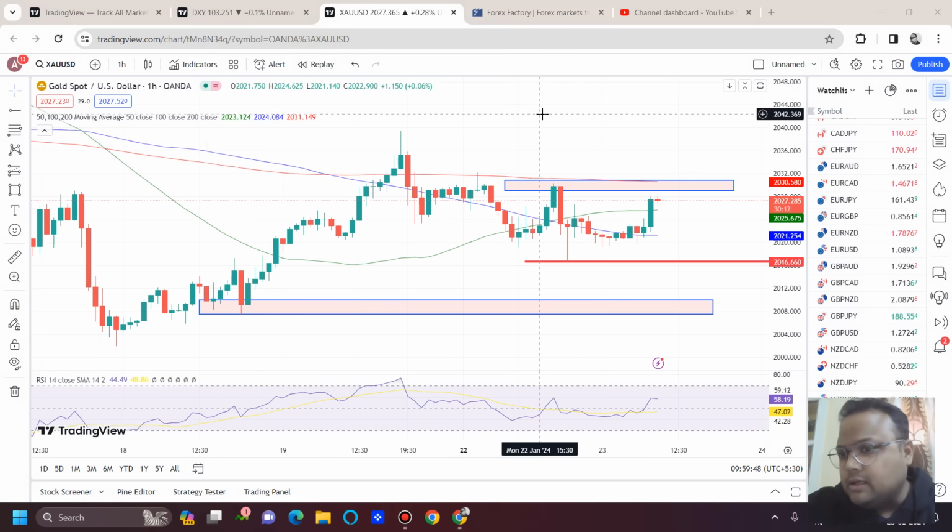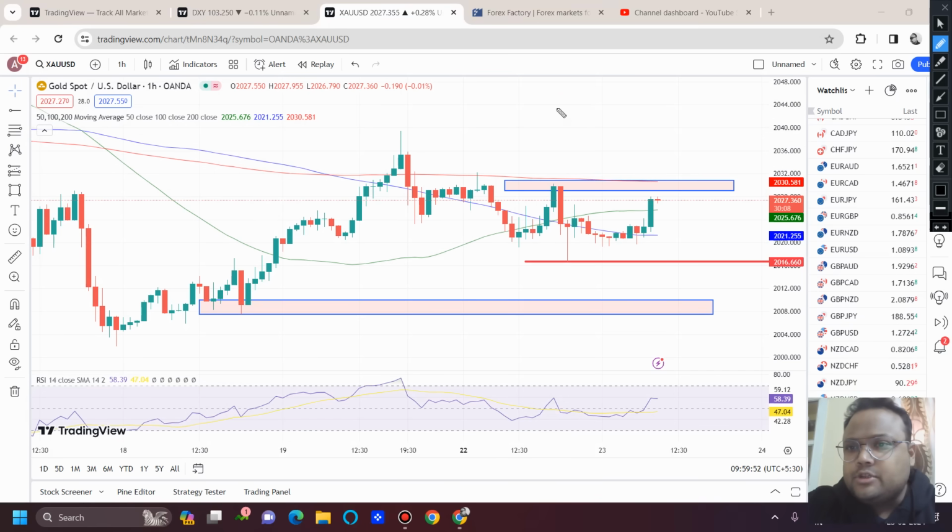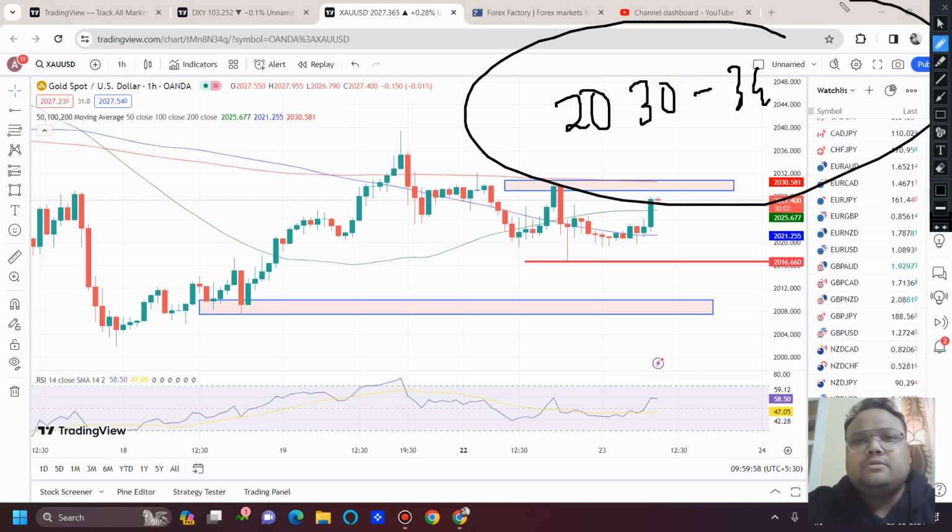And if the market goes up from here, then we can look for a sell position around 2030 to 2034. And this seems to be the best selling opportunity, my dear friends.